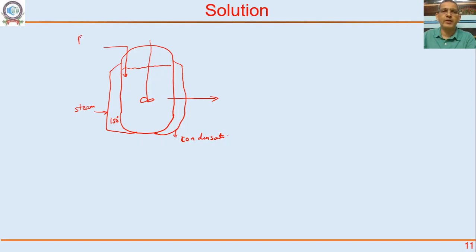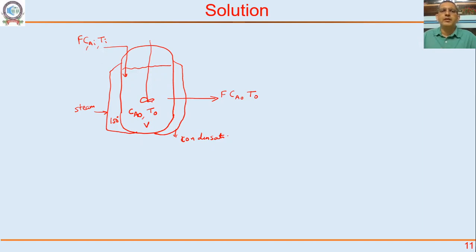Feed, so flow rate, rho, inlet concentration, inlet temperature, flow rate, outlet concentration, outlet temperature. Well mixed, so concentration everywhere is equal to the outlet concentration Ca out, temperature everywhere is T out, volume is V.